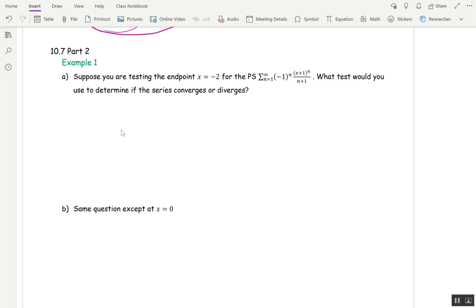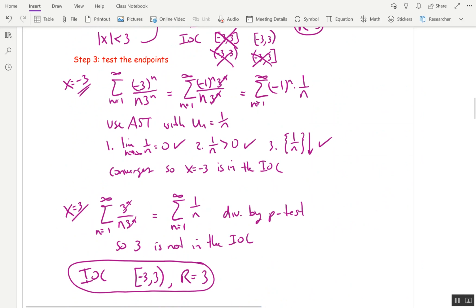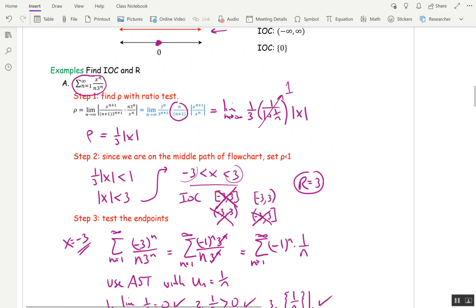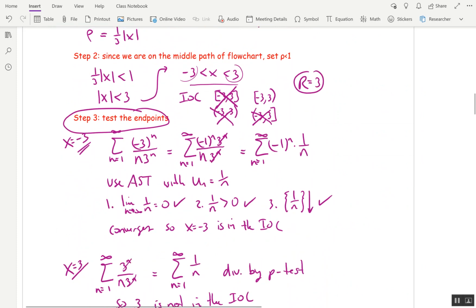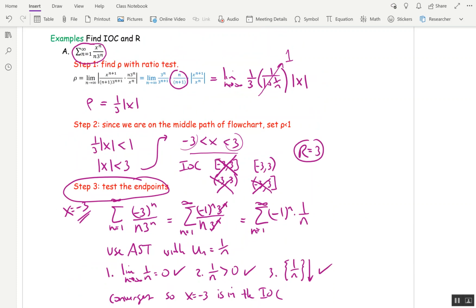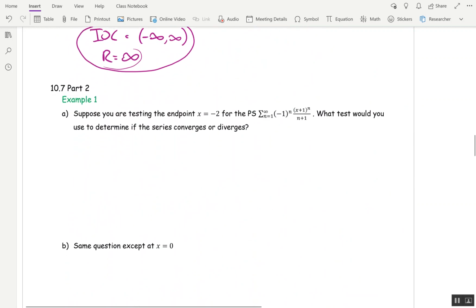Welcome back to the second half of section 10.7. We're going to start off with just looking at testing the endpoints. So let me bring us back here to this problem, this first example we did. Step 3, testing the endpoints. This example that we're about to look at is only considering this step. So someone has already gone through and done step 1 and 2, and we're just going to look at step 3 of testing the endpoints.